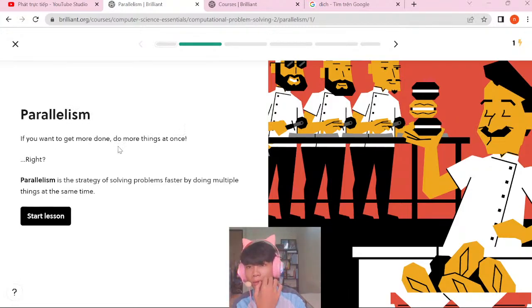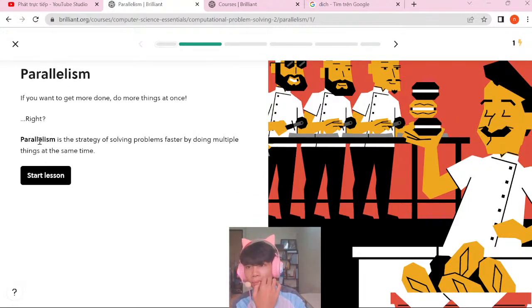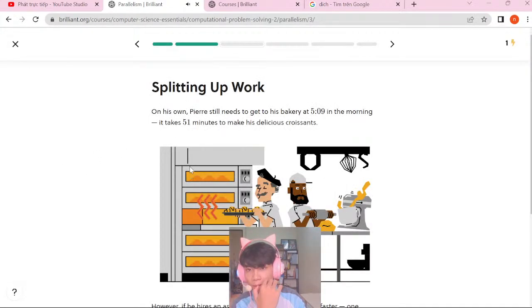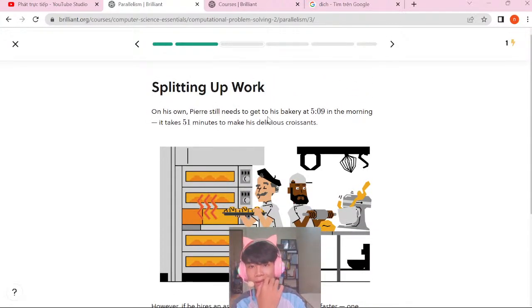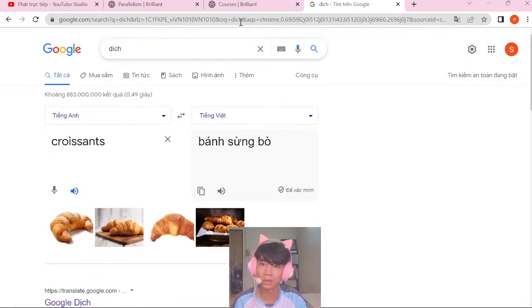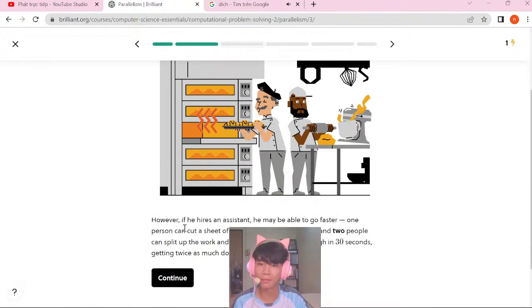If you want to get more done, do more things at once, right? Parallelism is a strategy of solving problems faster, doing multiple things at the same time. So multiple tasks, understand? Quite good. Splitting up work on his own, Pierre still needs to get to his bakery at 5:09 in the morning. It takes 51 minutes to make his croissants. However, if he hires an assistant, he may be able to go faster.